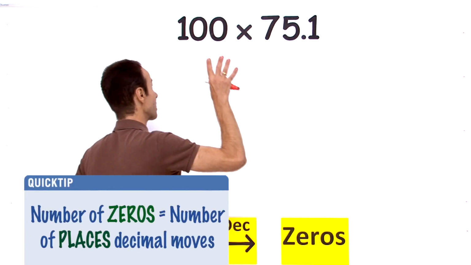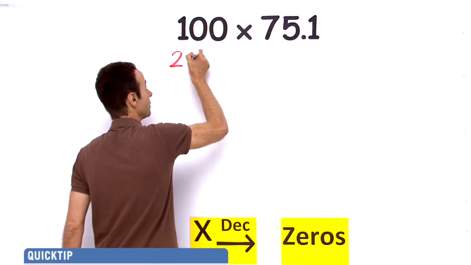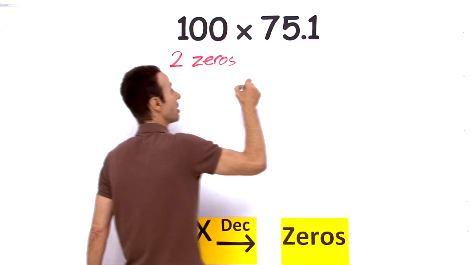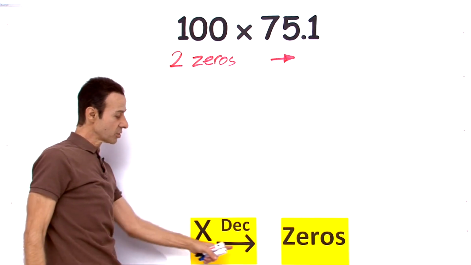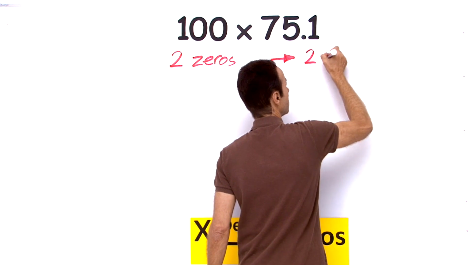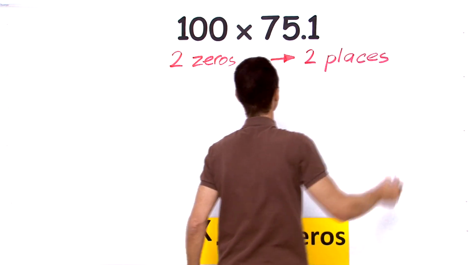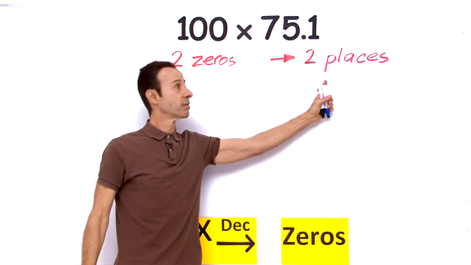The first place we start is over here because we've got zeros. So how many zeros do we have? We have 2 zeros in 100, don't we? 2 zeros. So if we have 2 zeros, that means we move to the right, because we're multiplying, by 2 places, or 2 decimal places. So again, 2 zeros, 2 decimal places to the right.